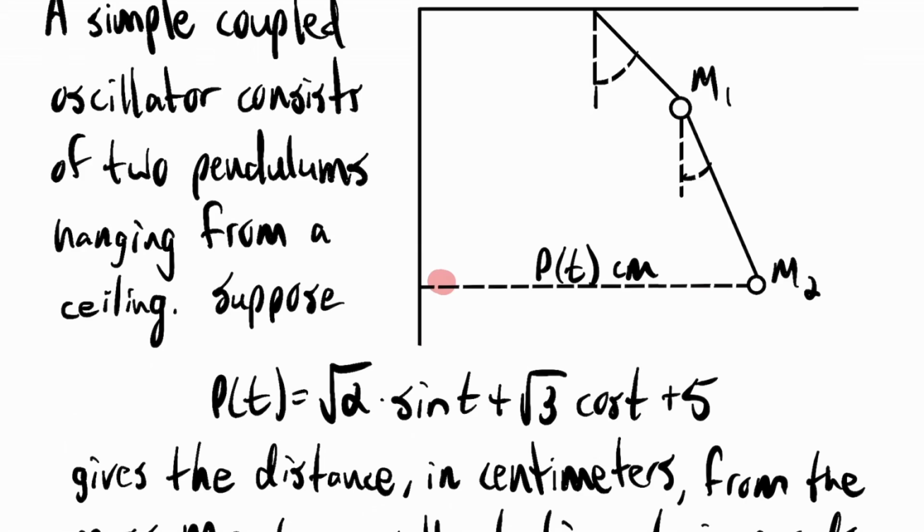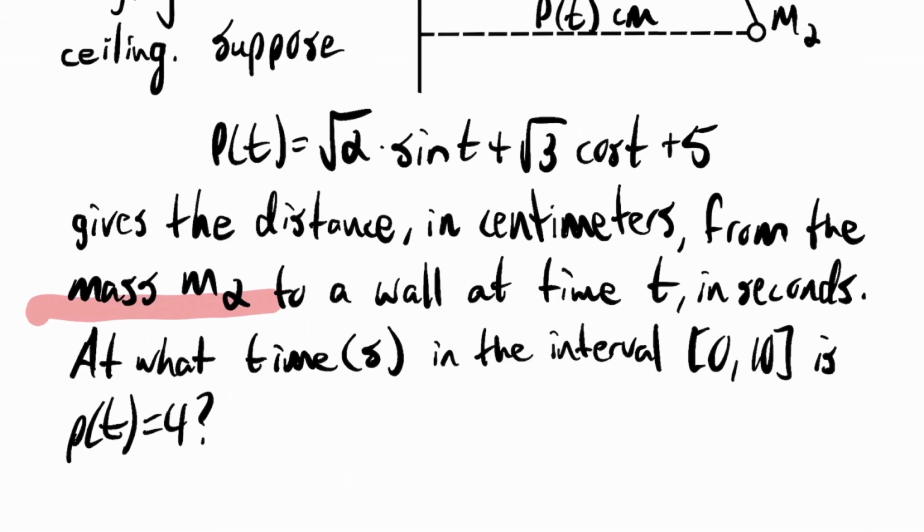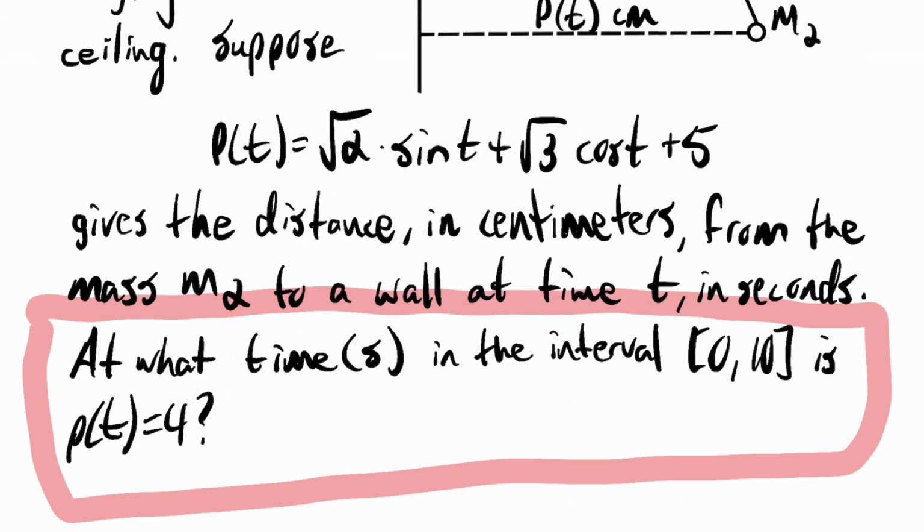What if we wanted to know at what times, maybe more than once, in the interval 0 to 10 seconds, is p of t equal to 4? If we wanted to know, say, p of 0, what is the distance from the wall at time equals 0, I would just throw 0 in for t. You have sine of 0 and cosine of 0. Sine of 0 is 0, so that term wouldn't matter. But cosine of 0 is 1, so you'd have root 3 plus 5, about 6.7. So at time 0, the distance is about 6.7 centimeters.